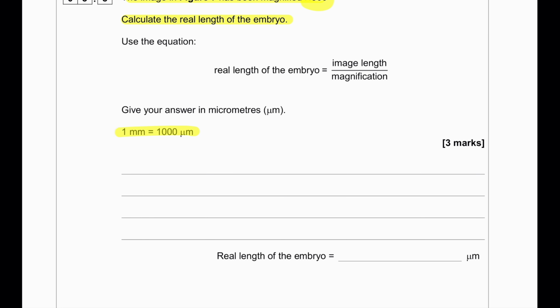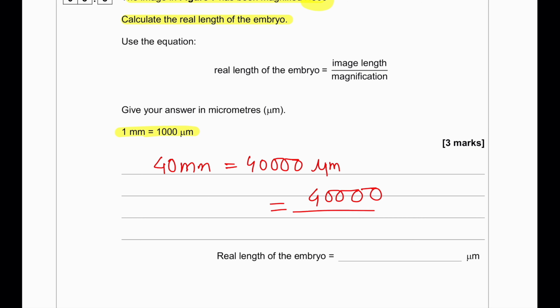Here, the calculation is given: 1 millimeter is equal to 1000 micrometers. Since we have 40 millimeters, naturally that would be 40,000 micrometers. Now, to find out the real length of the embryo, we can do the calculation: image length, which is 40,000, divided by magnification, which is 500. This gives us an answer of 80 micrometers. So the real length of the embryo is 80 micrometers.